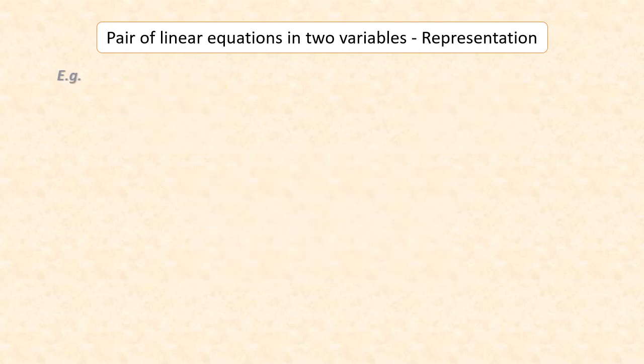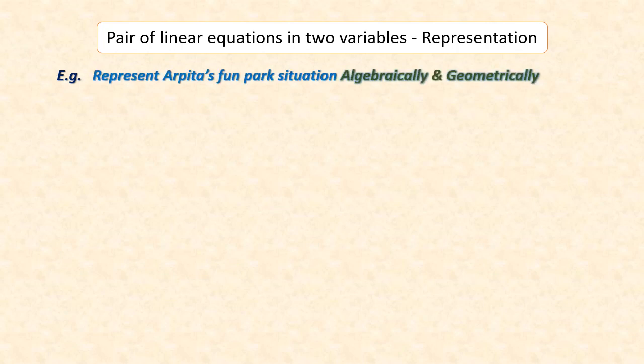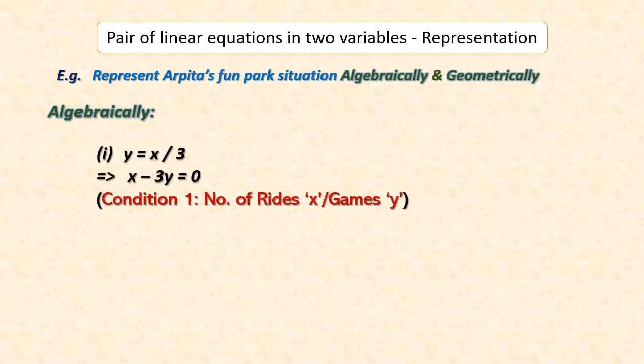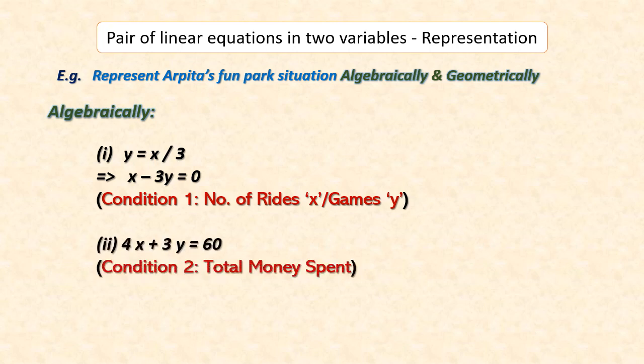Let us see a few more examples. Represent Apatow's situation at Fun Park algebraically and geometrically. Algebraically, the pair of equations formed can be written as: first, y is equal to x by 3, that is x - 3y = 0. And second, 4 times x plus 3 times y equal to 60.